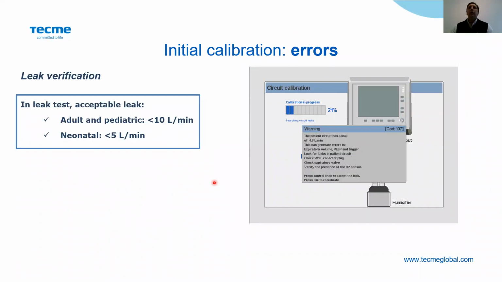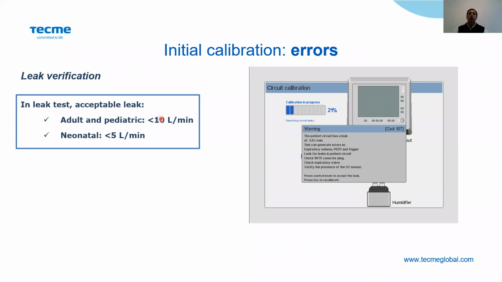If there is leakage, the machine is going to show a warning, and depending on the amount of leakage and the patient category, you will be able to continue or not with the initial calibration. For adult and pediatric, this limit is up to 10 liters per minute. So if the leakage on the patient circuit is bigger than 10 liters per minute, we are not going to be able to continue with the calibration.